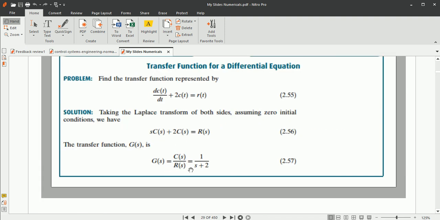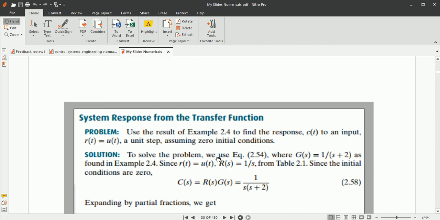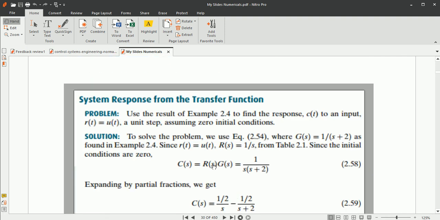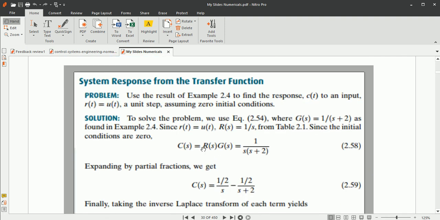Just take this R of s here. So what will happen, C of s is equal to 1 over s plus 2 into R of s. So what will be R of s? It will be 1 over s. So what you will get is 1 over s into s plus 2. This C of s is equal to R of s into G of s. R of s is 1 over s.